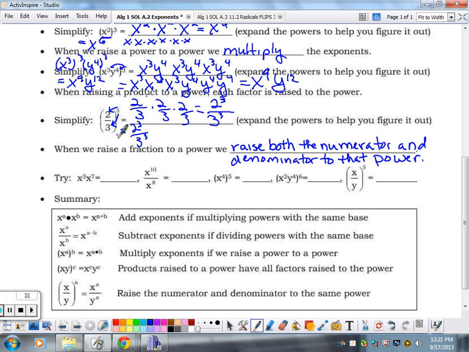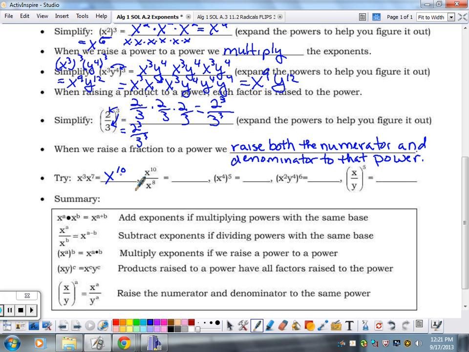Let's see if we can kind of maybe put it together just a little bit. So let's look at some examples here. X to the third times x to the seventh. Remember, all I'm asking is how many factors of x do I have? How many factors of x do I have? X to the third, x to the seventh. 10. So x to the 10. Don't take 10, right? X to the 10. I've got 10 factors of x.